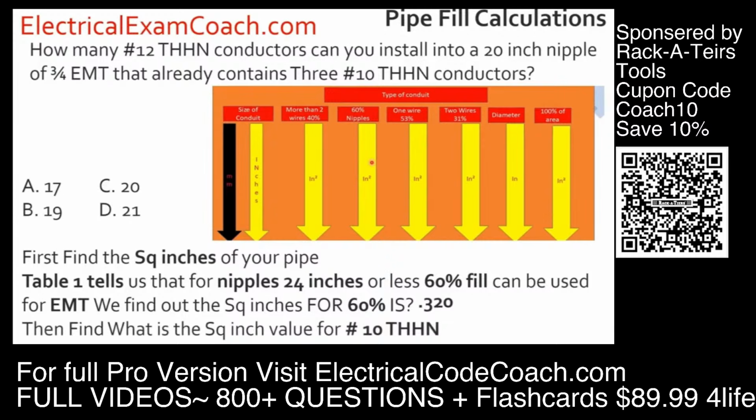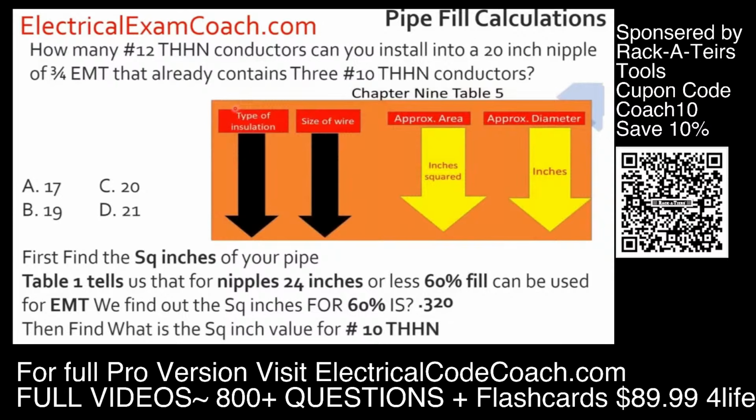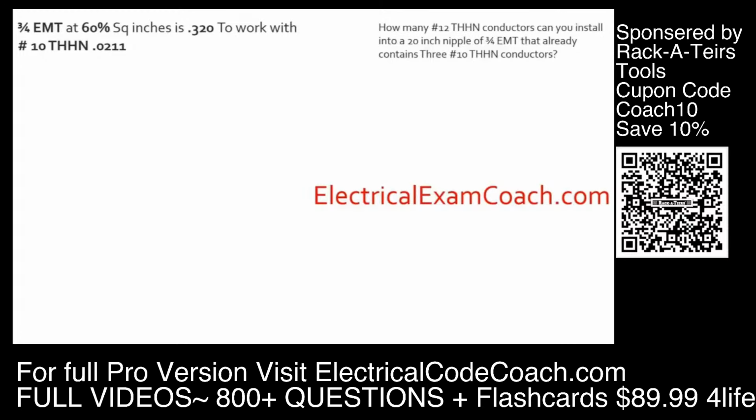We're going to head to Chapter 9, Table 5 and find out the square inch value of our conductors. When we get there, we verify we're in 5 and not 5A. Then we're going to come down and slide on the left-hand side, come over to our size wire. Then we're going to come over to the approximate area, and we're going to find that it is 0.0211. We found out our pipe. We found out our starting conductor. Let's go ahead and write down the conductor that we're wanting to add while we're right here in the table.